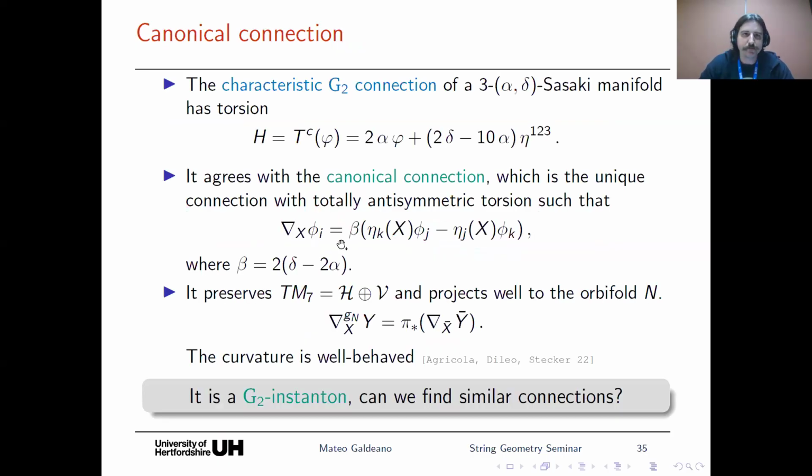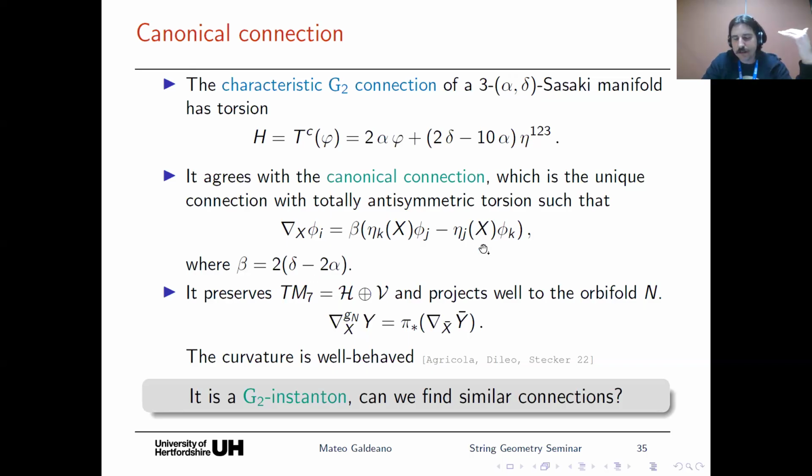Essentially, something that happens is that this characteristic G2 connection, so this connection that is prescribed by the G2 structure and has totally antisymmetric torsion, when you are in the 3-alpha-delta Sasaki setting, it agrees with something that Agricola and Di Leo call the canonical connection, which is defined to be the unique connection with totally antisymmetric torsion that satisfies this property, where this beta is just a constant.